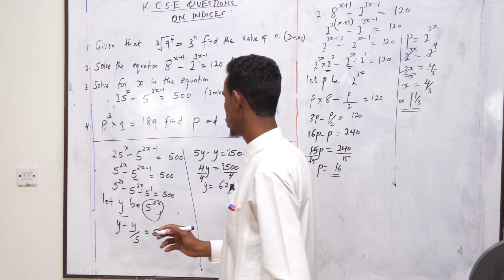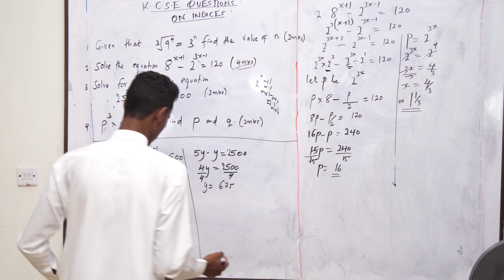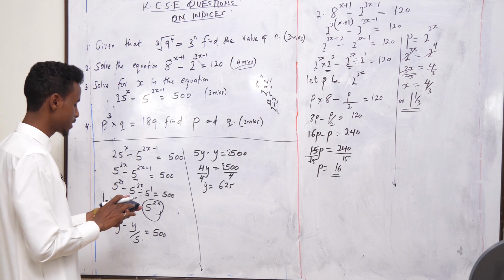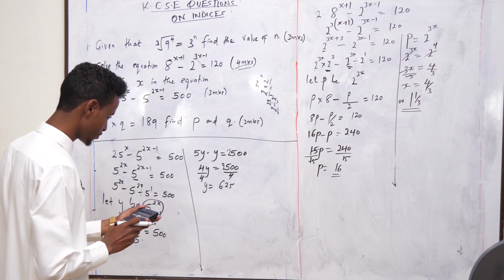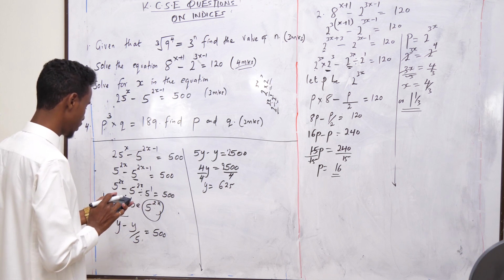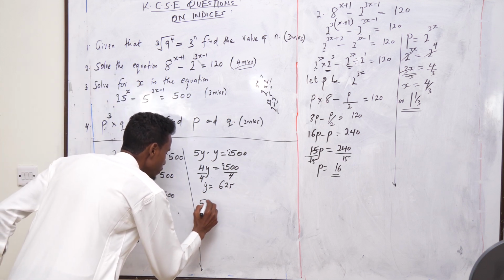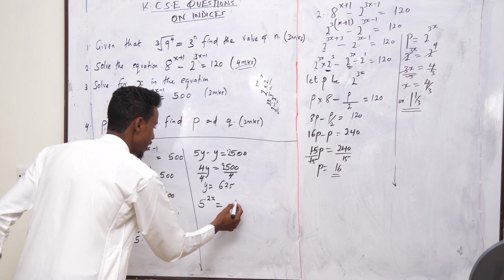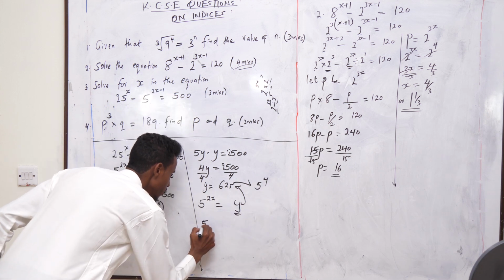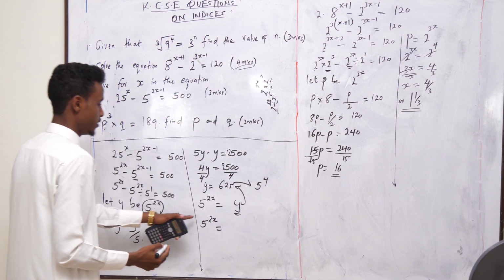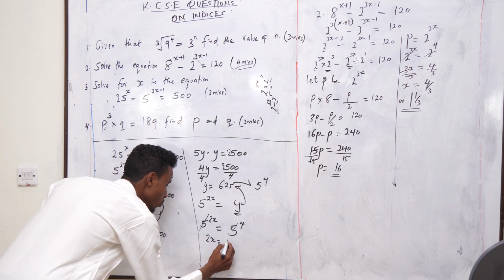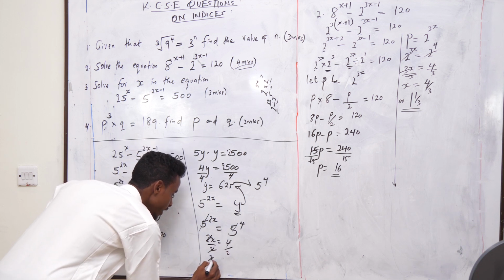Is it complete? No. You come back again. You said 5 power 2x is equal to y, and our y here is 625. 625 to base 5 is 5 times 5 times 5 times 5, which is 5 power 4. So 5 power 2x is equal to 5 power 4. The bases are the same, cancel them. 2x is equal to 4, divided by 2 on both sides. So x is equal to 2.